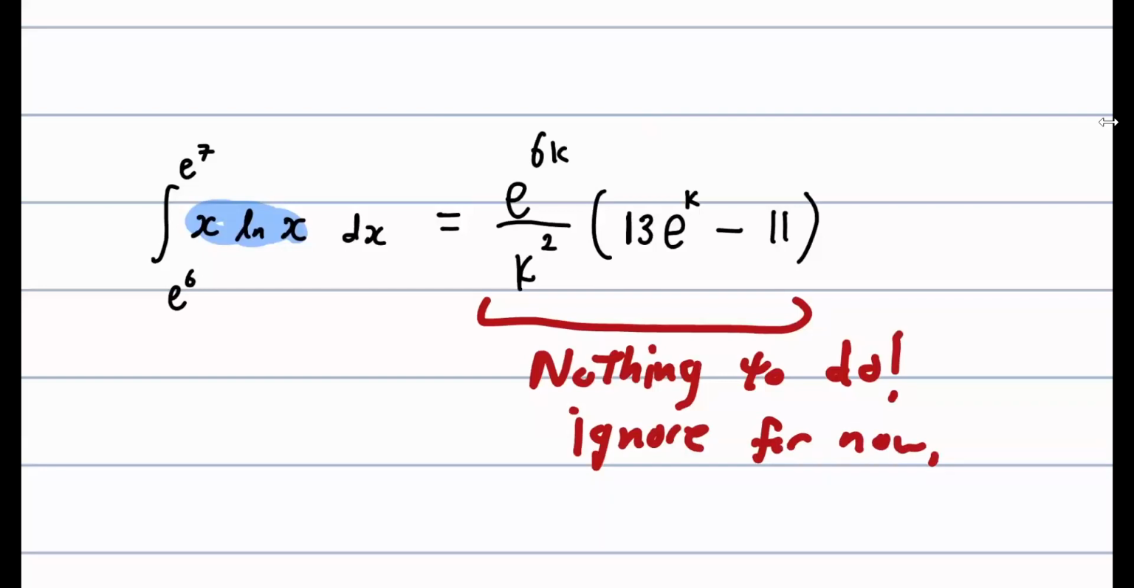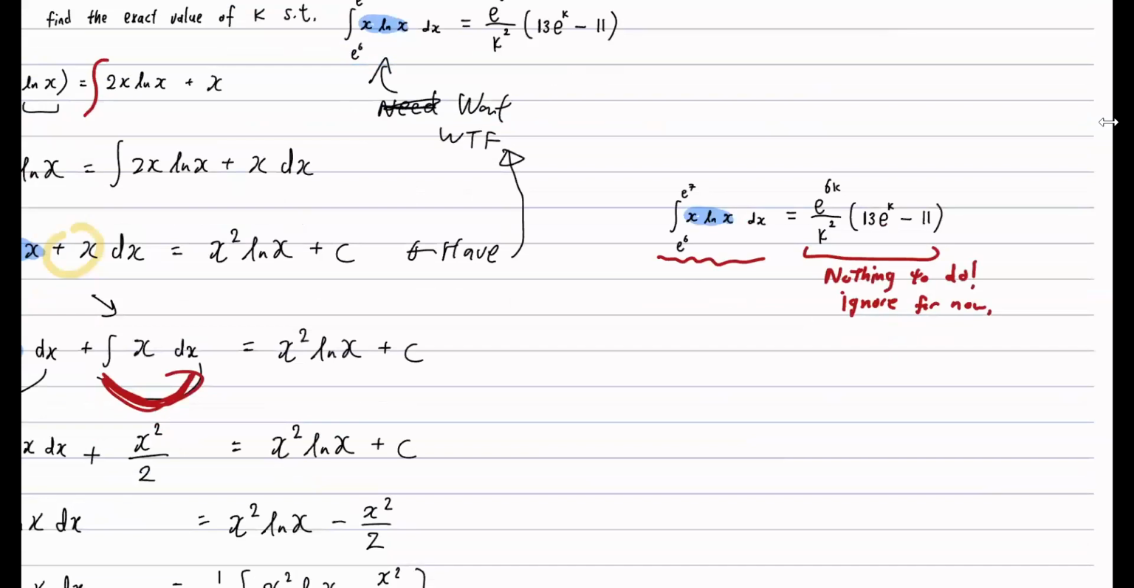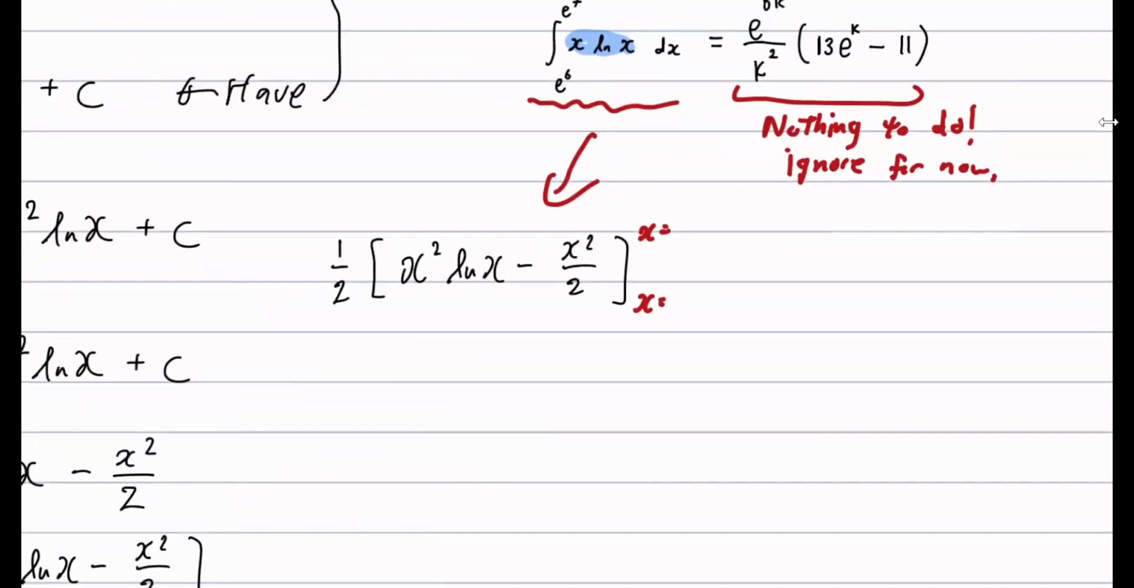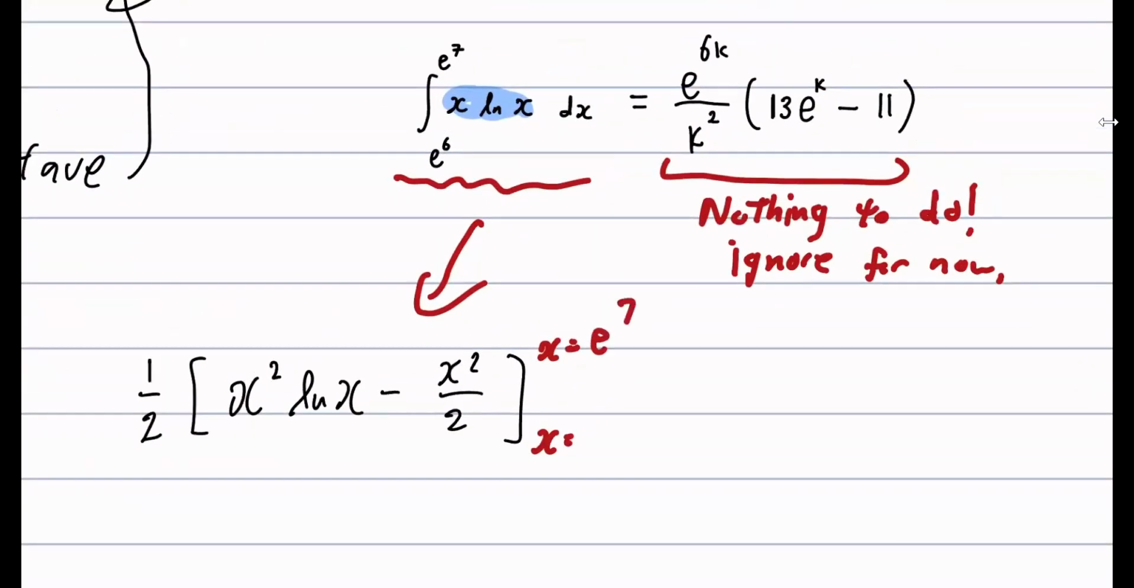Ignore for now. Focus on the left hand side. This one has something to do. Upper and lower limit need to be substituted, then put a minus between. So let's just do the left hand side first. Here we already know the integral will be this expression over here. I factored out the half already, so I can just put in the limits. x equals what? Let's see, e power 7, e power 6. Wow. Does it matter? Doesn't really matter. Just substitute accordingly. Don't be scared of it.